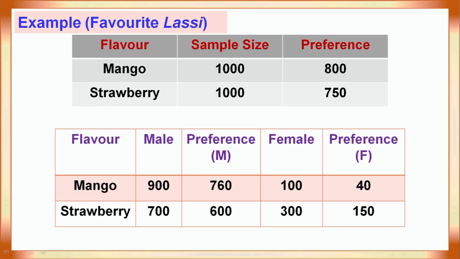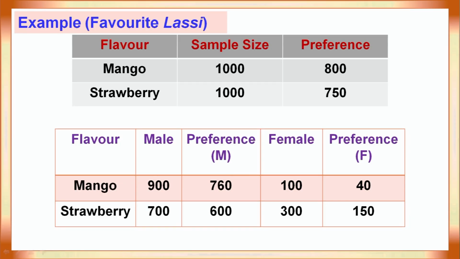Now, you introduce another variable, that is gender, and you segregate the data gender-wise. In this case you will find 760 male out of 900 favor the mango flavor. If you convert it into a percentage it gives you 84%. And in the case of strawberry, 600 out of 700 like the strawberry flavor, so it is 85%.